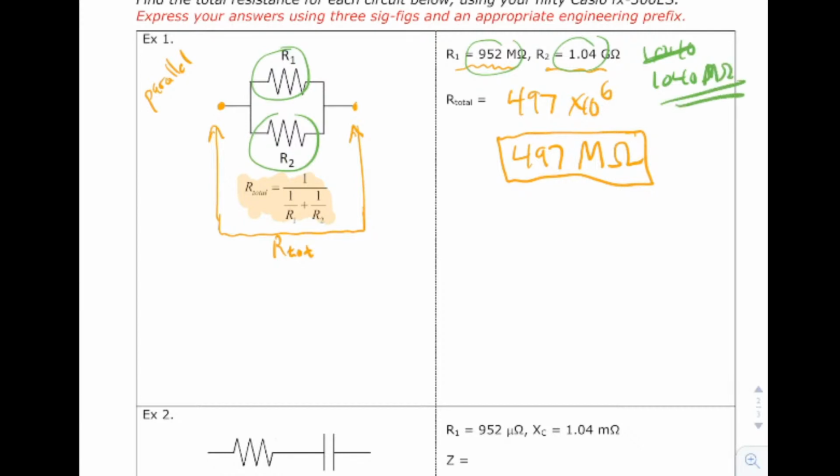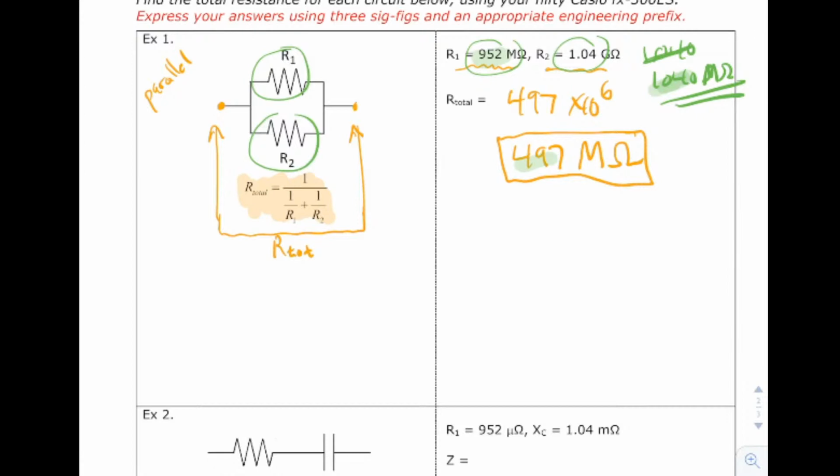Okay, so if you just want to compare things apples to apples, I got 950 mega ohms. I got 1,040 mega ohms. And when you add them together, you get what? You add 950 plus 1,000 and you get 500? What?